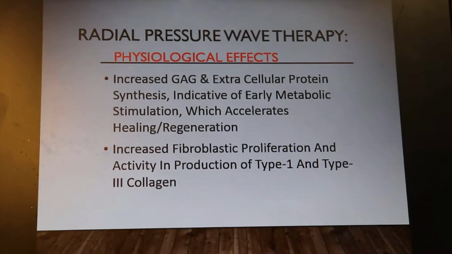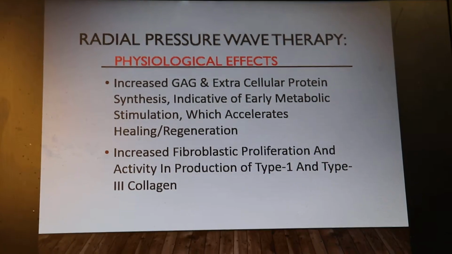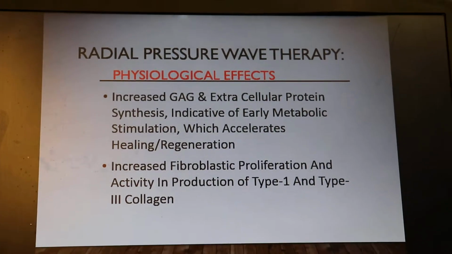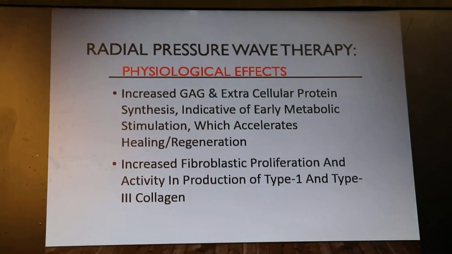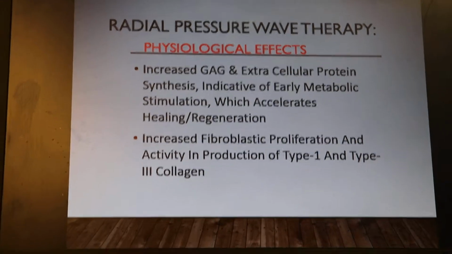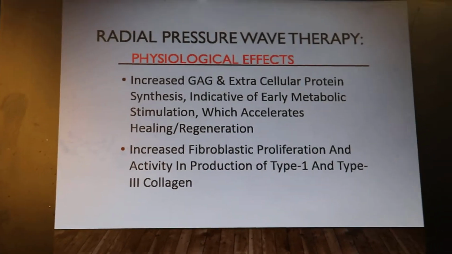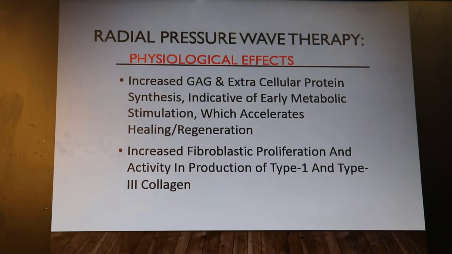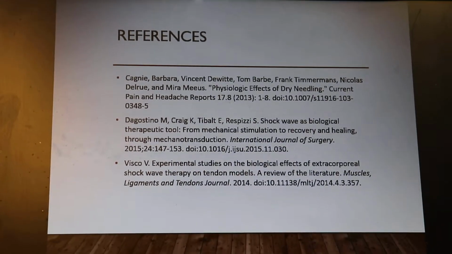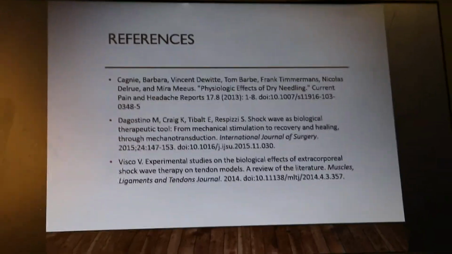And then finally, increased fibroblastic proliferation in the activity and production of type 1 and type 3 collagen fibers, making specifically where we're working, whether it be collagen for tendons or ligaments, basically the same thing, but we're trying to stimulate the production of type 1, type 3. There's a bunch of references that have proven that this works. A lot of good evidence-based information.